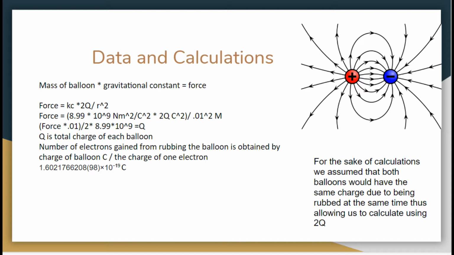Rearranging our formula to solve for Q, we have force times distance squared over 2 times Kc equals Q. Finding Q will give you the total charge of each balloon, and saying that Q equals the charge of both balloons, they will be the same. The number of electrons gained from rubbing the balloon is found by dividing the charge of the balloon by the charge of one electron.